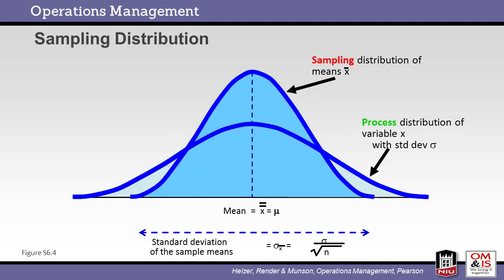The central limit theorem describes the relationship between sample data and the true distribution of the process. The distribution of sample means will follow a normal curve. The mean of the sampling distribution will match the population mean. Finally, the standard deviation of the sampling distribution will equal the population standard deviation divided by the square root of the sample size.